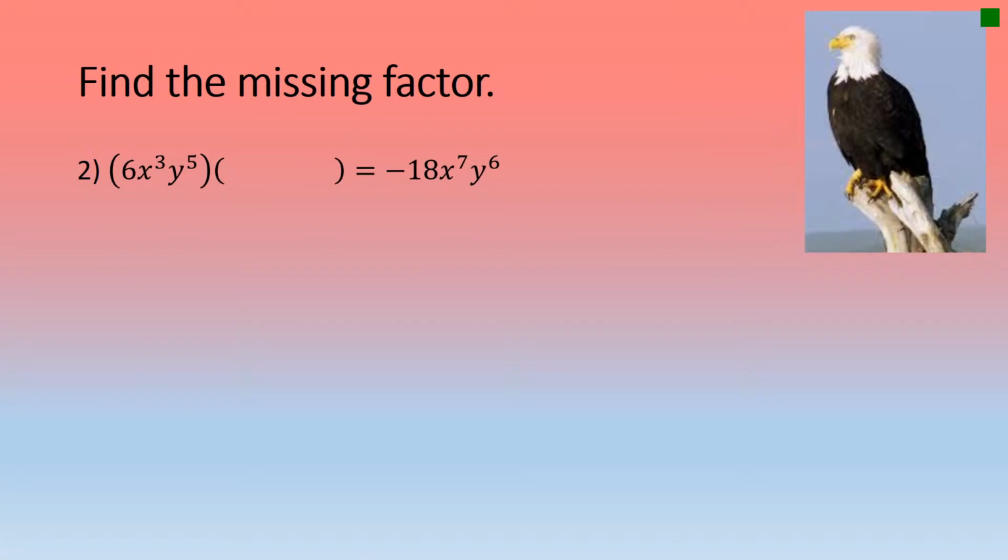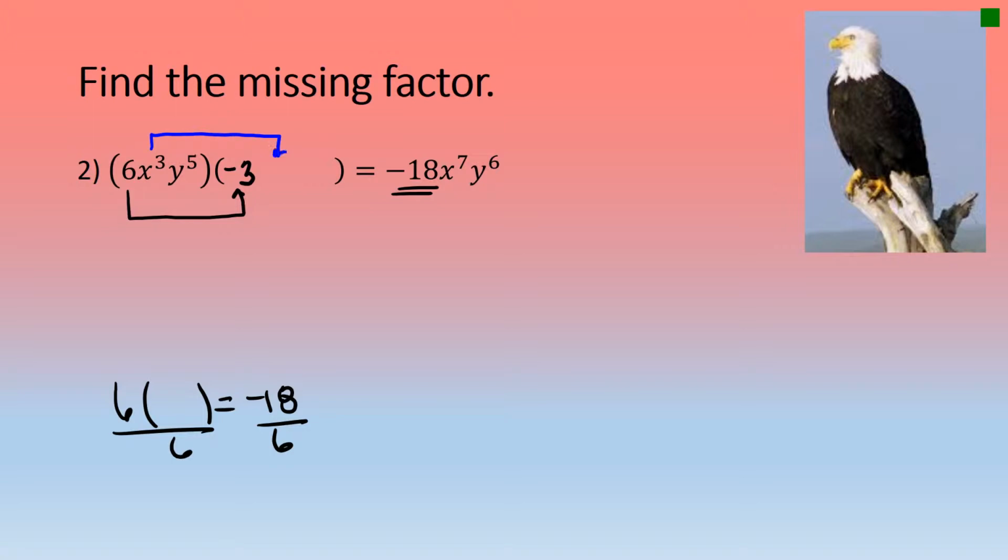Find the missing factor. So this is a little bit different. This one's saying, what do I multiply 6 by to get negative 18? So 6 times what equals negative 18? If I can't remember, I'm going to divide by 6, and it would be negative 3. Then I've got x cubed times what, and it has to equal x to the 7th. So again, if I don't remember, I'm going to divide, and I need x to the 4th, because remember, we add exponents when we multiply.